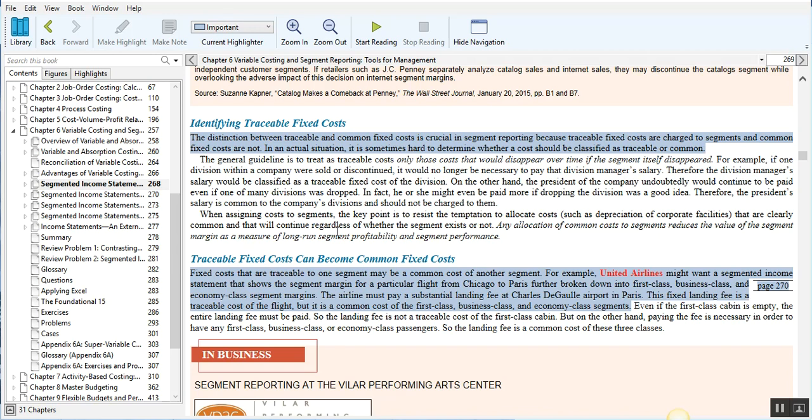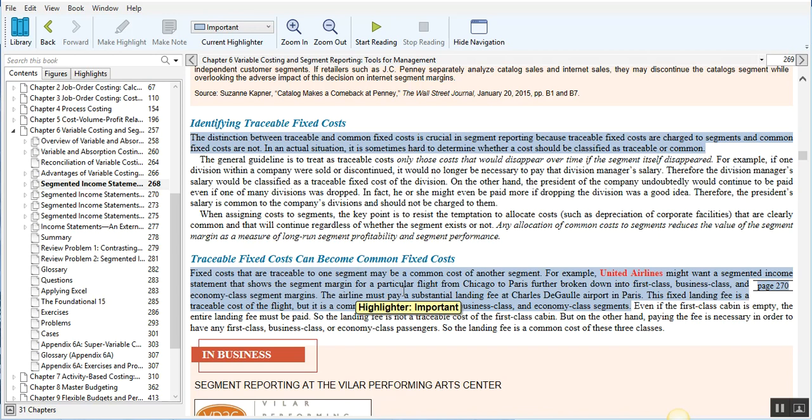It's not always easy to determine whether or not that cost is fixed and traceable or not, and it does take some effort, but you can usually identify or attempt to identify what those costs are. Traceable fixed costs can also become common fixed costs. So if you say I have a traceable fixed cost in this segment, there may be some cases or examples where it becomes a general or a common fixed cost.